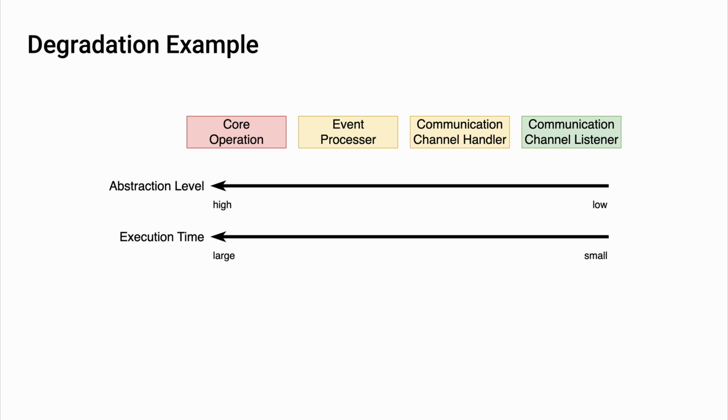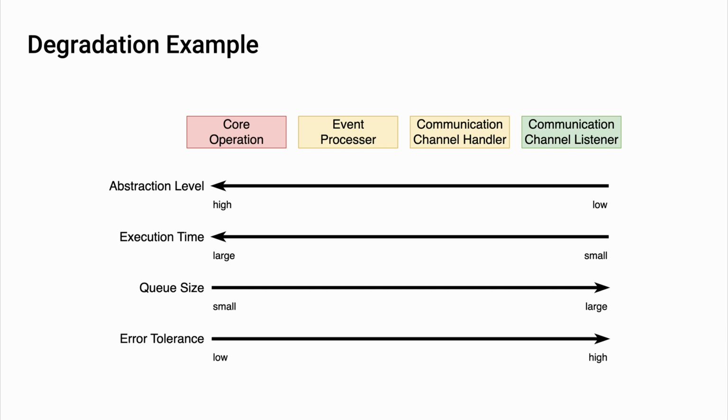This relationship is flipped when we're looking at queue size. Queue size for the communication listener tends to be large with respect to the size of the data itself. By the time we get to the core operation, the queue size is much smaller because we can only handle so many events. Similarly, at the communications channel, we're expecting there to be a high tolerance for error, whereas in the core, we're expecting that tolerance to be much lower. The coherence of the request needs to be high enough to ensure that the request can be handled.